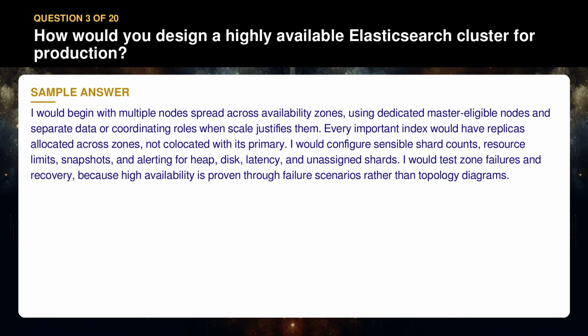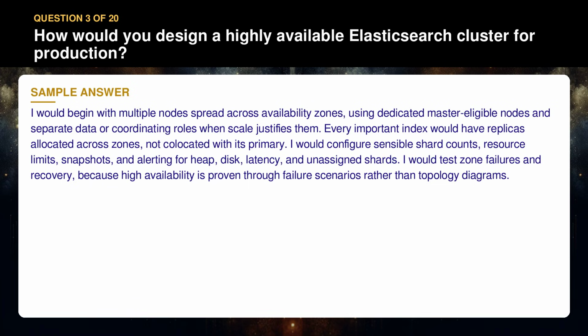Question 3. How would you design a highly available Elasticsearch cluster for production? I would begin with multiple nodes spread across availability zones, using dedicated master-eligible nodes and separate data or coordinating roles when scale justifies them. Every important index would have replicas allocated across zones, not collocated with its primary.